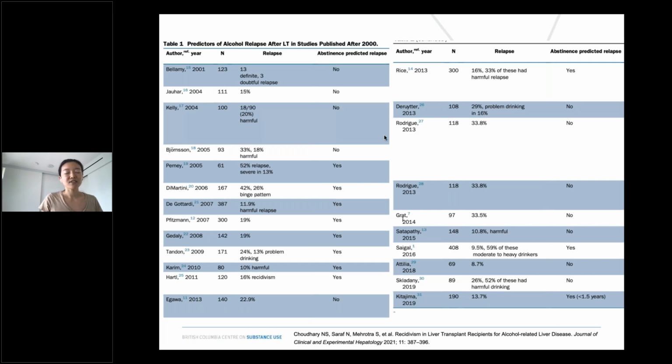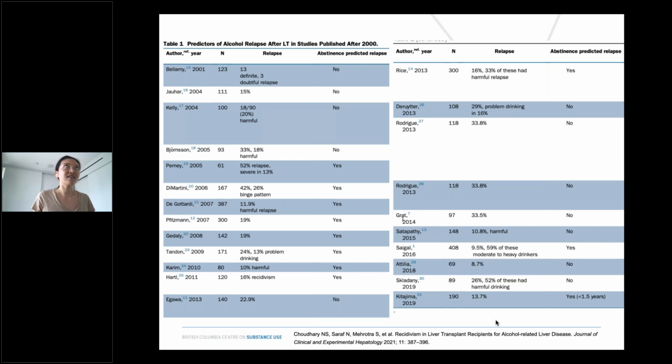Whether or not abstinence before transplantation actually predicts relapse. Also complicating issues is that a variety of these studies will have different cutoffs and different definitions for what it means for relapse. Again, are we talking about slips or are we talking about significant relapse? And even if they are significant, there is a huge range in confidence intervals. So it's difficult to interpret some of these studies.